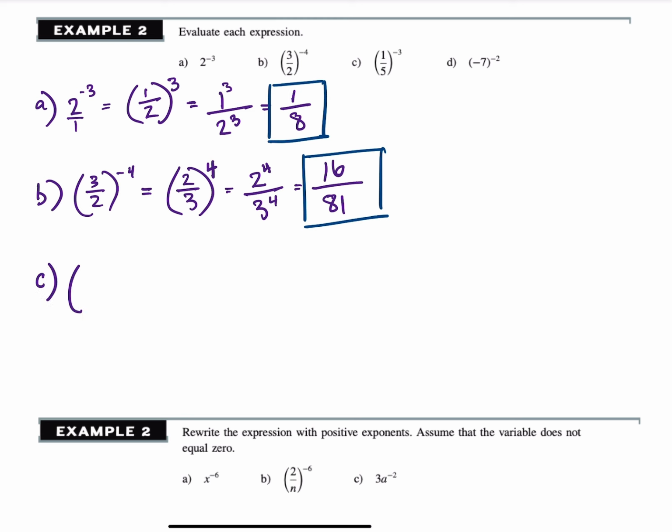Part C, we have 1/5 to the negative 3rd power. So we can flip the fraction. This will become 5 over 1 to the positive 3rd power. So we can write that as 5 cubed over 1 cubed. 5 cubed is 125. 1 cubed, 1 to any power, will just be 1. So just 125.